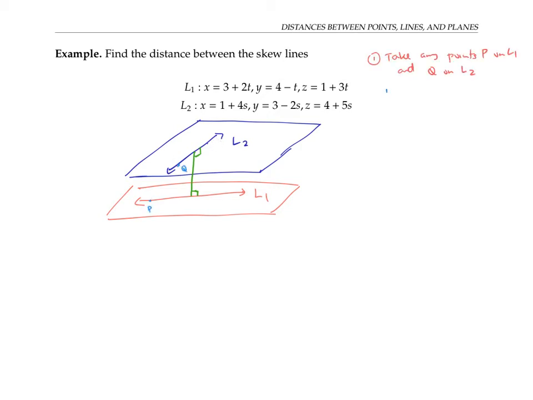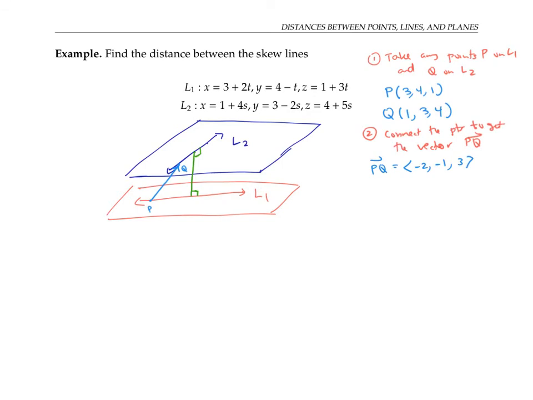For example, I could let P be the point 3, 4, 1. That's the point on L1 that I get by setting the parameter t to 0. And I could let Q be the point on L2, 1, 3, 4, that I get by setting s to 0, but any 2 points are fine. The next thing I'm going to do is connect those 2 points to make the vector PQ. I can get the components of the vector PQ by subtracting coordinates of my points, so that would be -2, -1, 3.